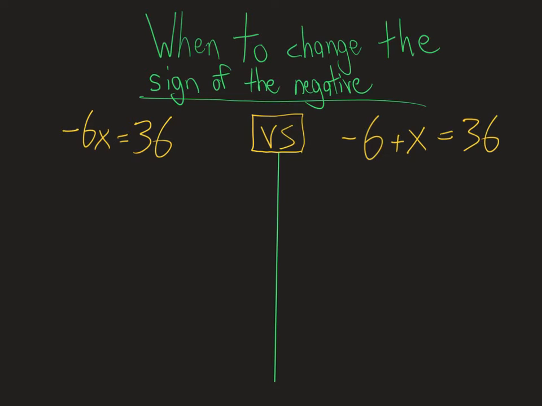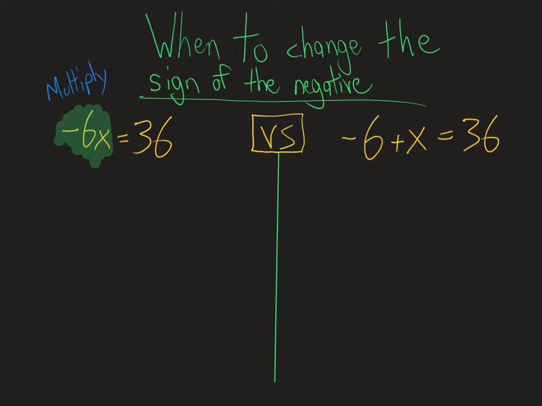A lot of kids have been asking, and I think a little confused this week, about when we change the sign of the negative. So let's look at that right now. On this first problem on the left, notice, if we wonder what that operation is, that's the question I've been asking you guys in our practice time. We need to notice that negative 6x is showing multiplication. That is a multiply operation between negative 6 and x.